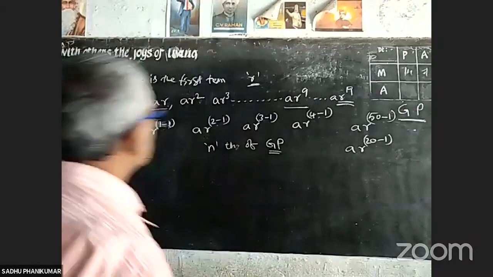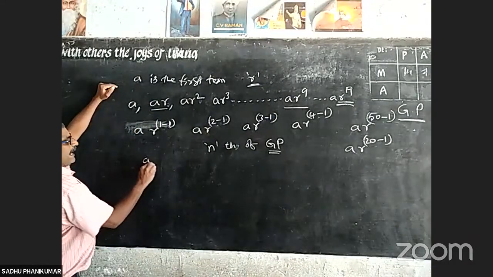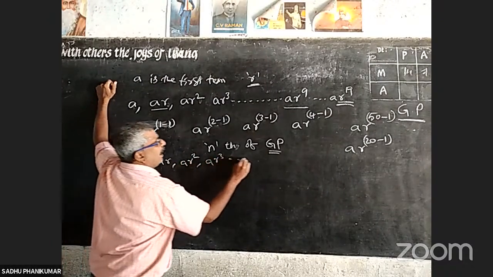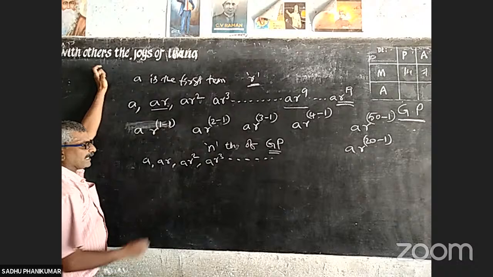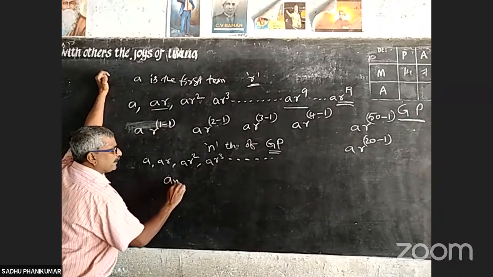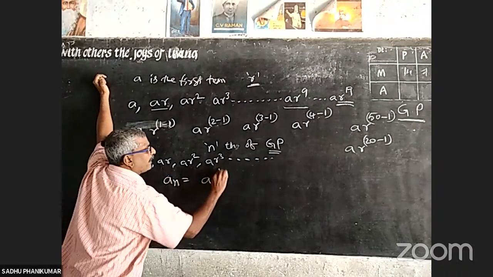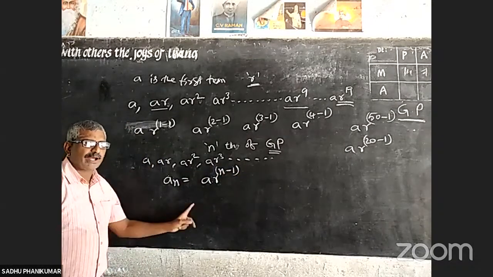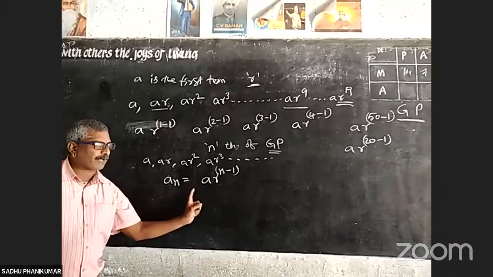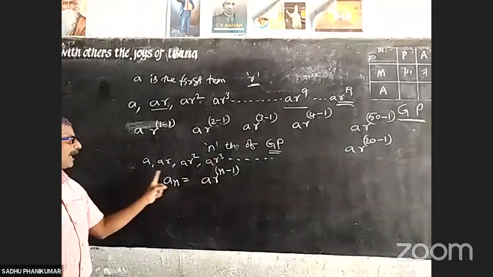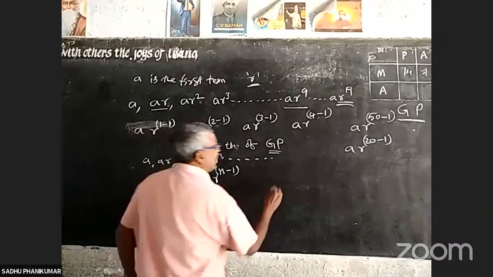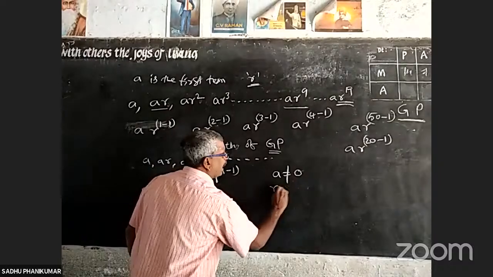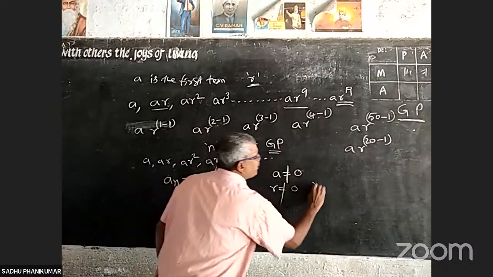One minute, sir. So the general form of GP is A, AR, AR square, AR cube, and so on. The nth term or the general term AN is equal to A R power n minus 1. But we have to remember one thing: here A should not be 0, R should not be 0, and R should not be 1.